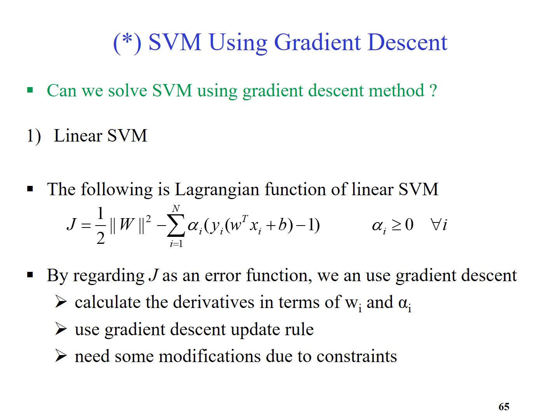You can do it. There are some restrictions here. When you update your data, you just watch out for these conditions. You need a little bit of modification, but generally speaking, you are able to use gradient descent in SVM, in linear SVM.